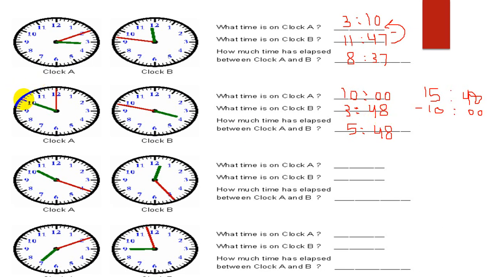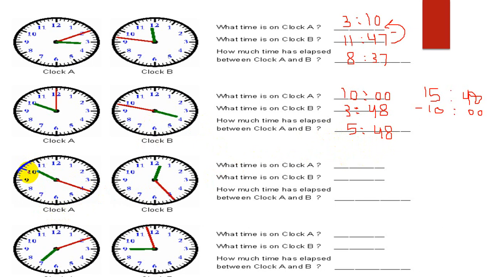Again, from 10 to 12, 2 hours. And from 12 to 3, 3 hours. 2 hours plus 3 is 5 hours. 5 hours and how many minutes? 48 minutes. So the elapsed time between them is what? 5 hours 48 minutes. Okay?